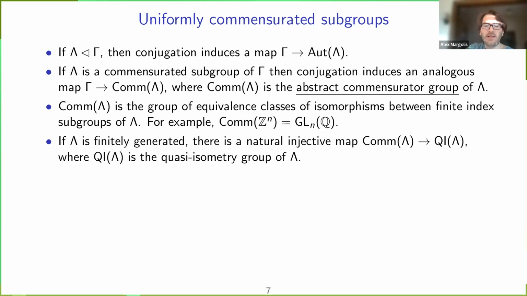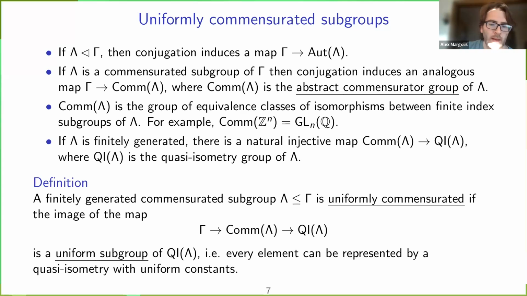And if lambda is finitely generated, then there's a natural way of mapping the abstract commensurator into the full quasi-isometry group of lambda. This is the group of all self-quasi-isometries of lambda up to an equivalence relation, where two quasi-isometries are equivalent if they're close. And now we can state this definition of what it means to be uniformly commensurated.